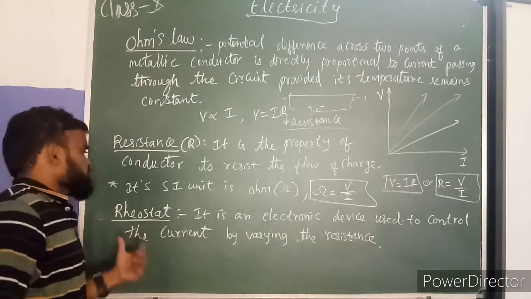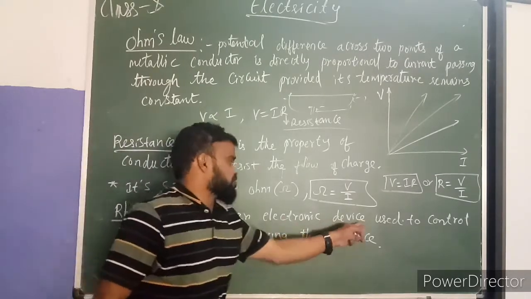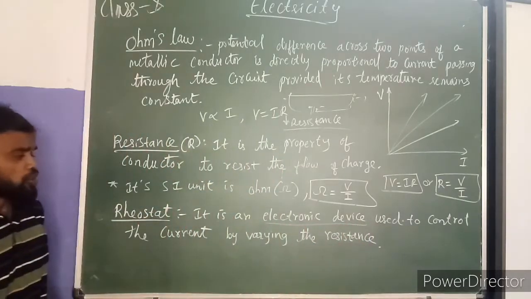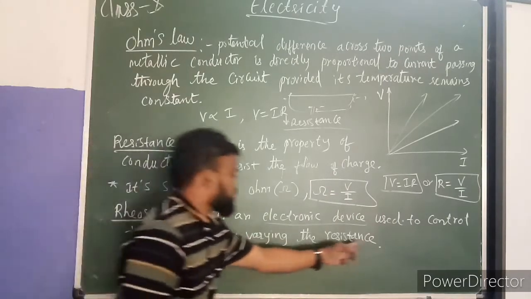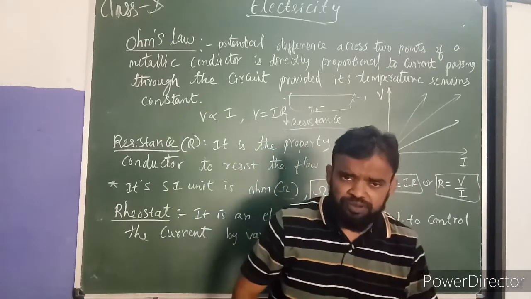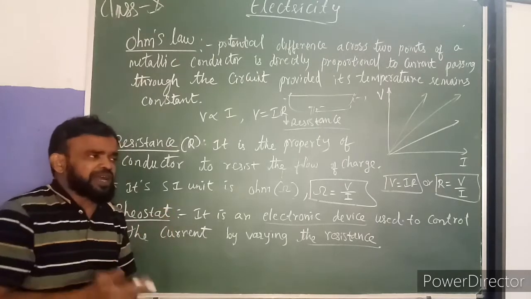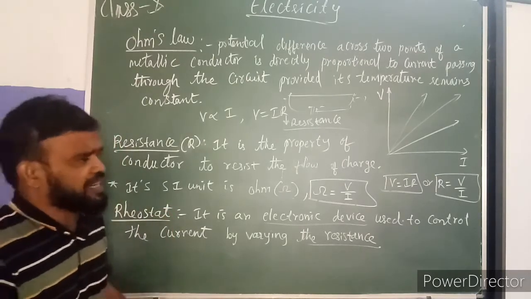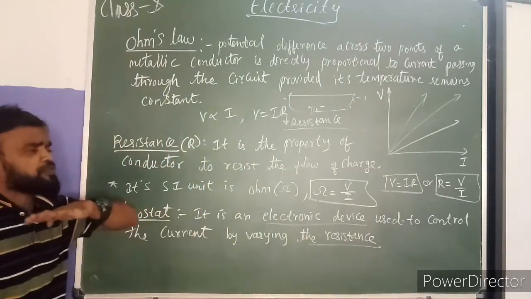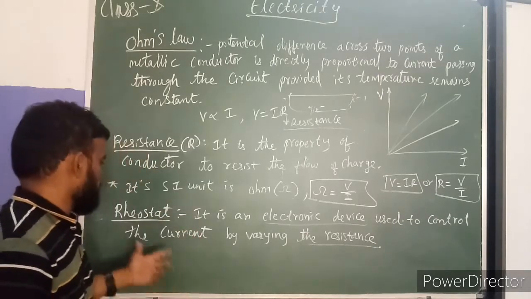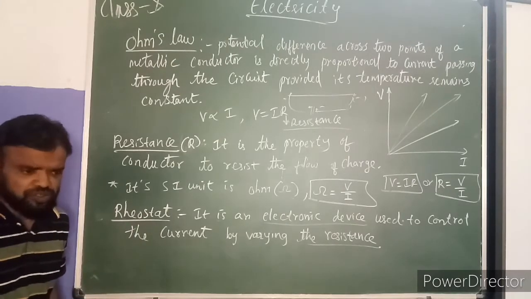Next, I am going to explain the rheostat. What do you mean by a rheostat? It is an electrical device used to control the current by varying the resistance. It balances the flow of current, so the current is exactly as much as required. That is the rheostat. Understood?